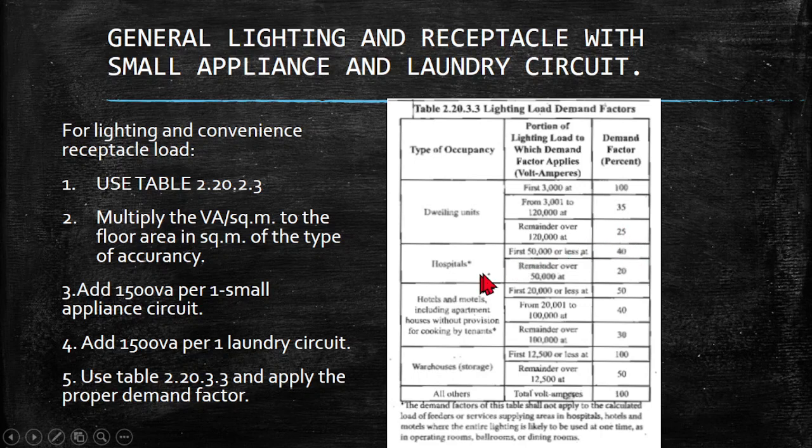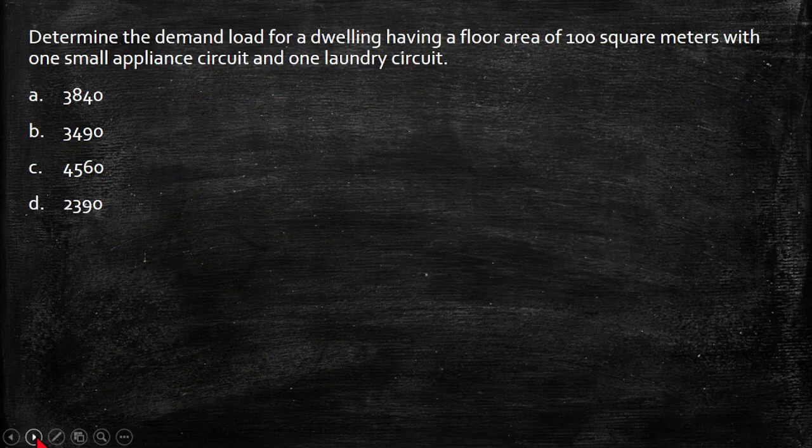Then hospitals. This is similar: the first 50,000 of load is 40%, while the remainder, the excess over 50,000, is 20%. For hotels, 20,000 at 50%, and so on and so forth, including warehouses. Okay? So let's have an example to understand better.